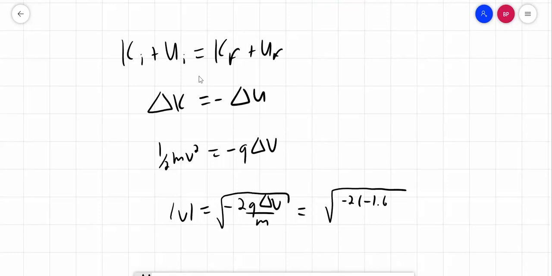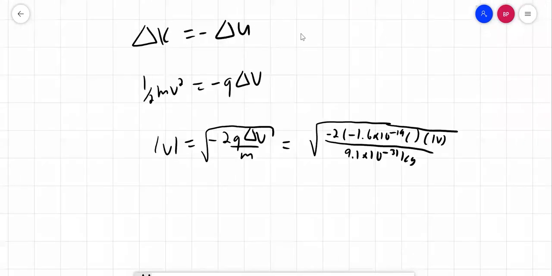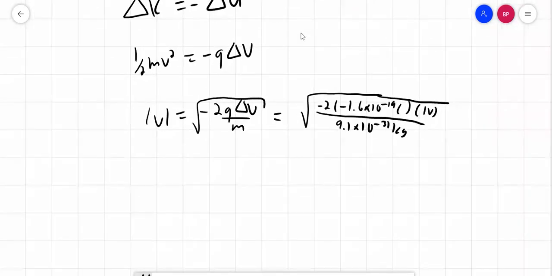We know all of these quantities. For an electron, the charge is negative 1.6 times 10 to the minus 19 coulombs. We're interested in a potential difference of 1 volt. And the mass of an electron is 9.1 times 10 to the minus 31 kilograms. So if you perform this calculation, you'll see that the final speed of the electron is 5.9 times 10 to the 5th meters per second. So pretty fast. This is also the amount of energy that's equivalent to 1 electron volt.